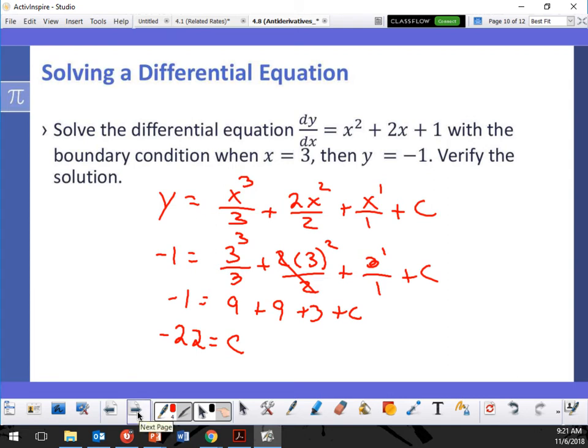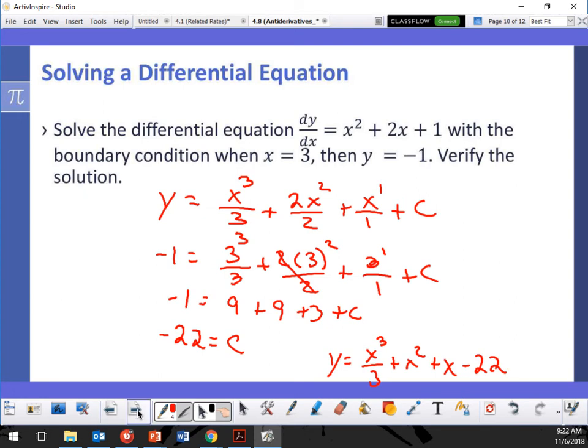So my whole thing right here should be y equals x cubed over 3 plus x squared plus x minus 22. There we go. That's what I got for my initial condition.